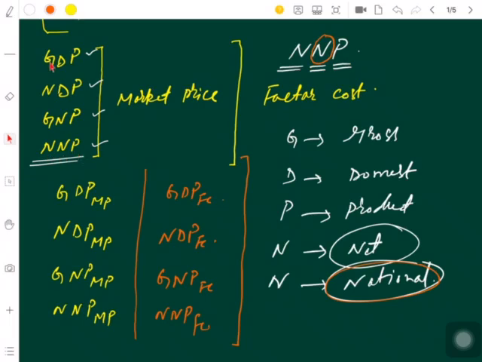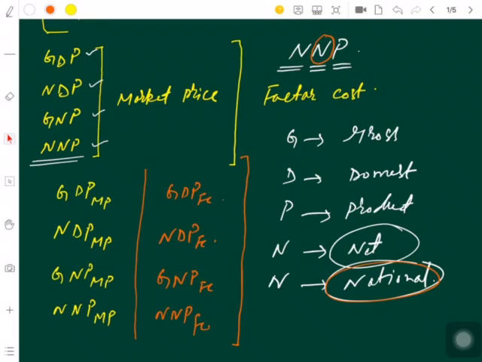So G stands for gross, N stands for net. It's common. D stands for domestic, N stands for national, and P is everywhere alike, that is product. So that is how we reach from 4 to 8.